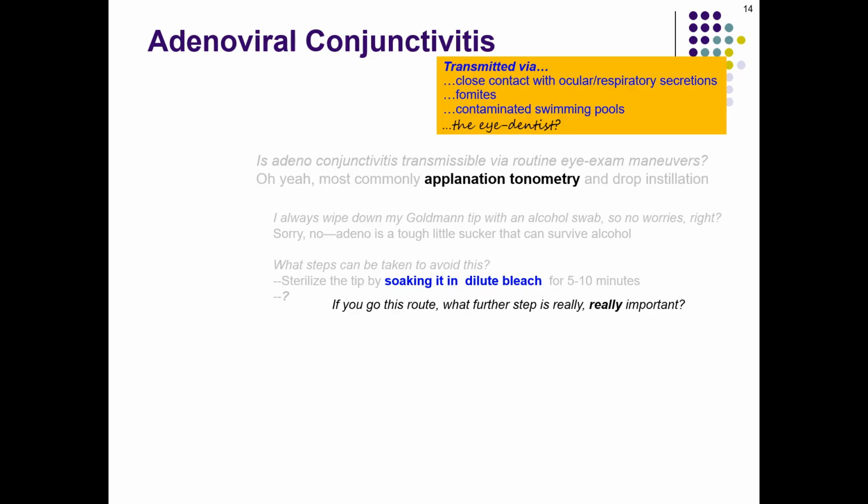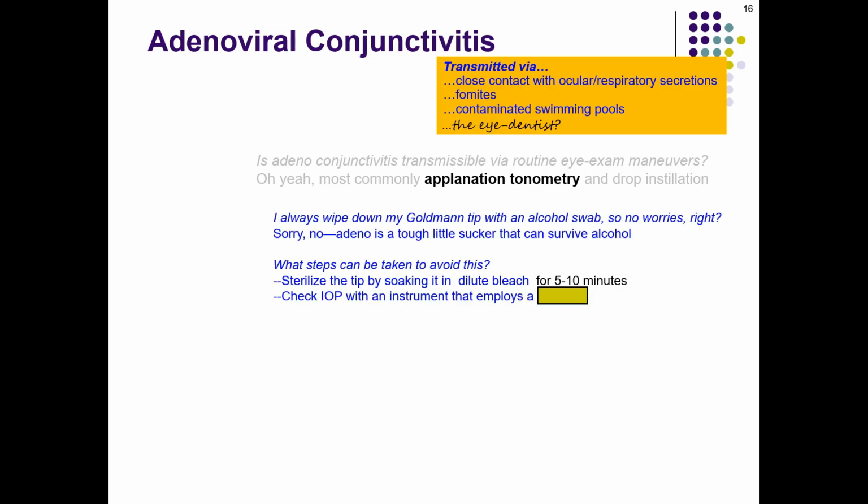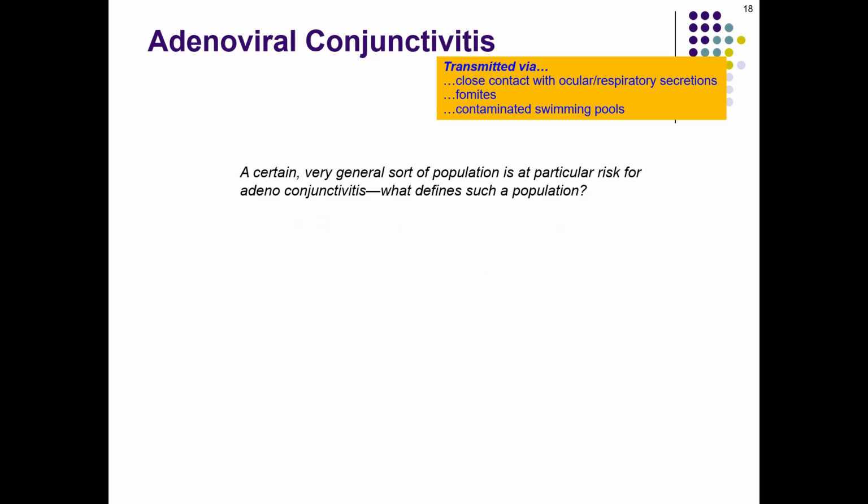If you use this way of sterilization, one more step is really important: thoroughly rinsing the tip prior to touching the patient's eye with it, because we have seen a corneal bleach burn from failing to do so. It's not pretty, and the patient will not be happy. So the second way of sterilization to prevent adenovirus transmission is to check the IOP with an instrument that employs a cover, so there is a protective barrier.